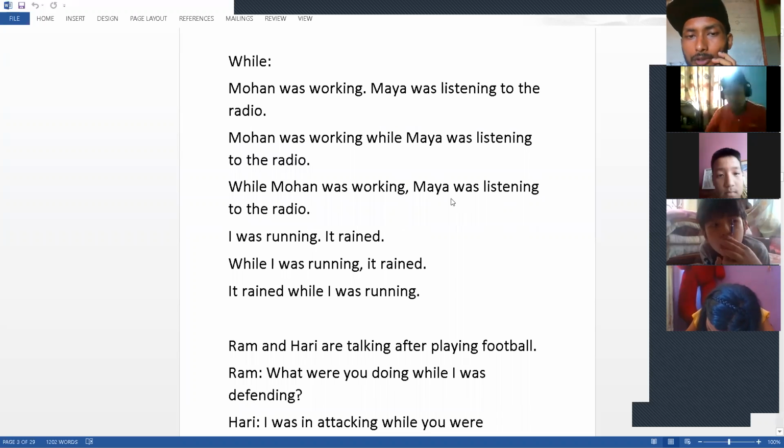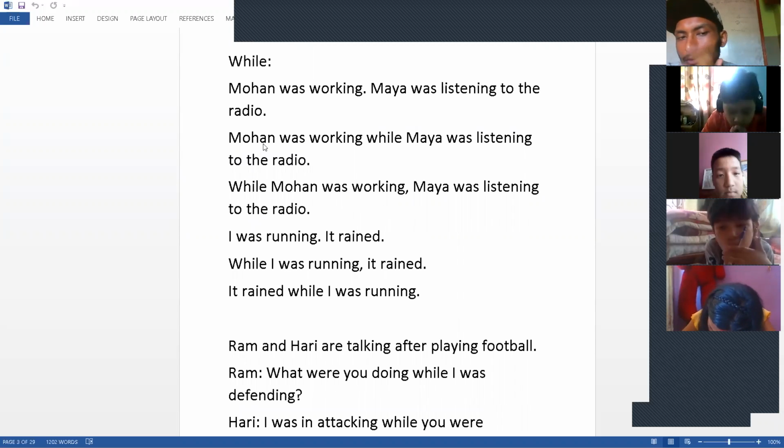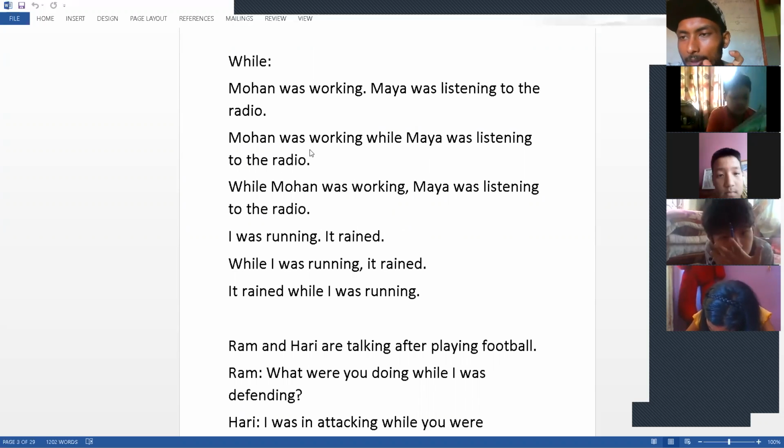So "while" is used when the work is long. Mohan was working while Maya was listening to the radio. So if there is work that is going on, you use "while" in those cases. When a certain work happens, a short work, then during a short work, if something happens, you write "when".